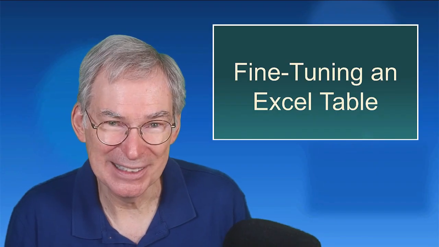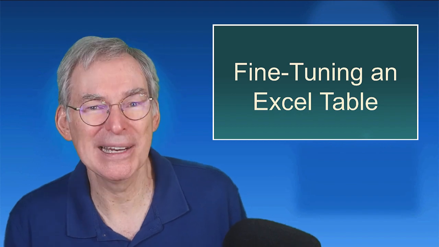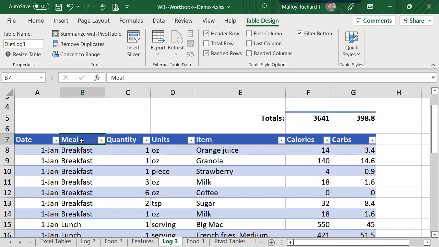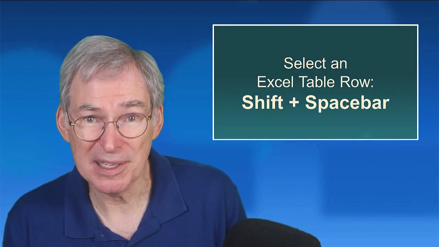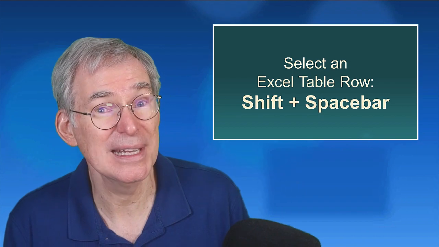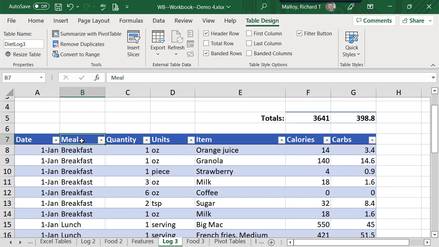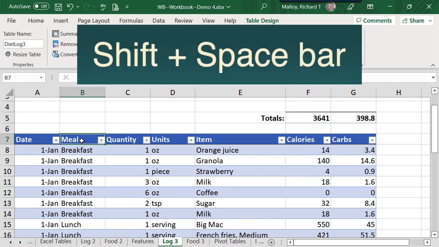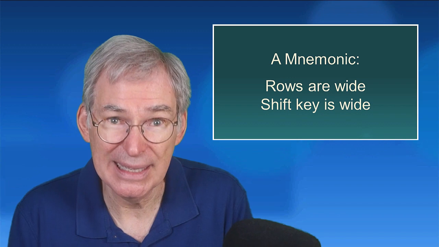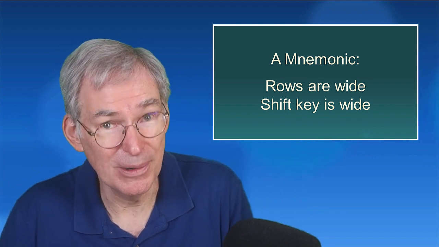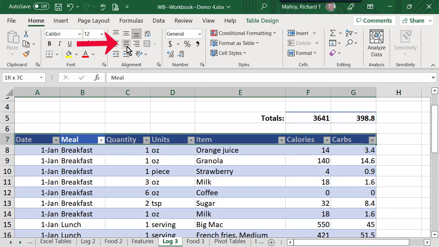As nice as these Excel tables are, we can still do some minor improvement. Column headers always look better centered, so let's do that. First, we'll select all the column headers using a special shortcut for selecting rows in an Excel table. We'll click any one of the column headers, and then we'll press Shift plus Spacebar on the keyboard. You can remember this because the Shift key is nice and wide, just like a row in a table. Then in the Home tab, we'll click the Center Align button.